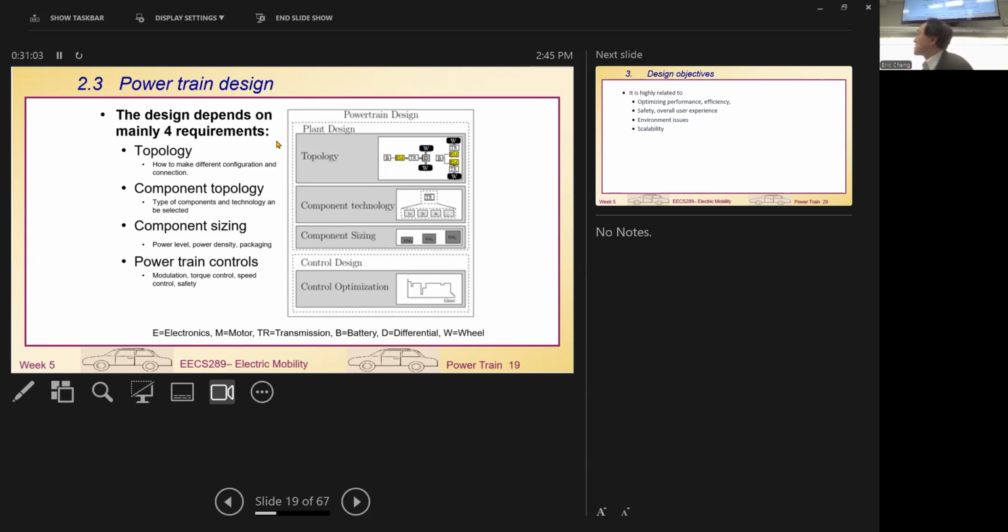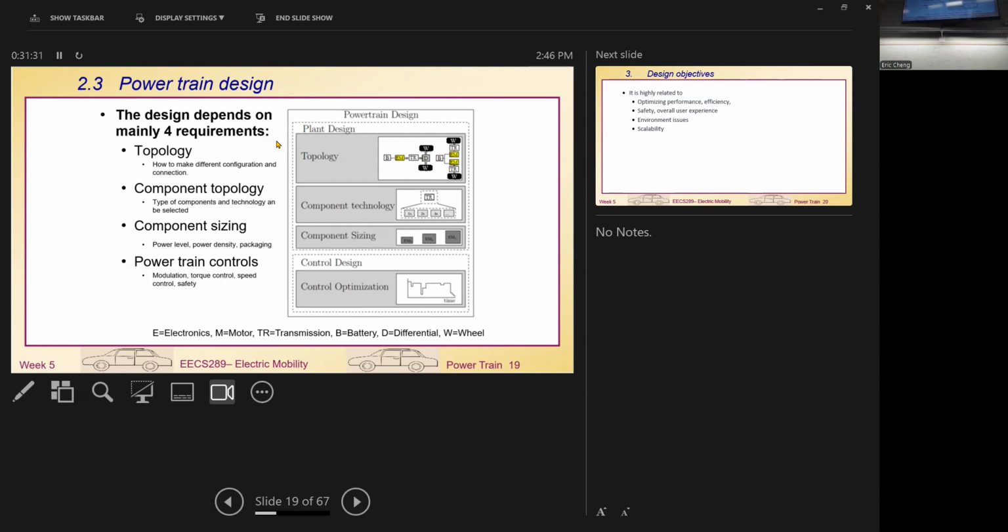So firstly, we need to look into the topology of the powertrain we need to go for. As I mentioned, there are many different arrangements to put them together. We call it topology: how to put all these components together in your vehicle. That is the topology for the vehicle. Then once you do the system design, you have the component level, which is how to arrange the components together.